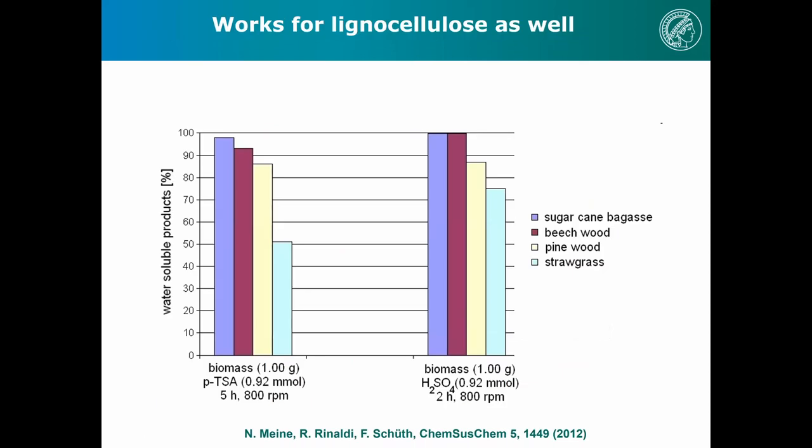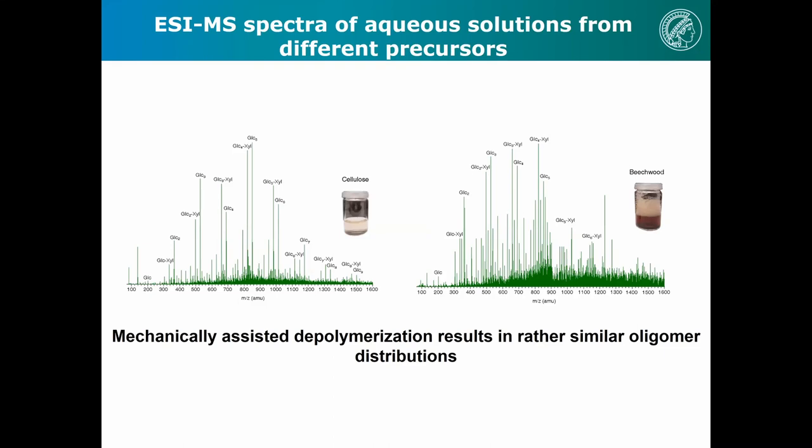It works not only for cellulose, which is a very clean product made from biomass. You can actually use native biomass. Sugar cane bagasse, which is left over if you take the sugar from sugar cane. This here is beechwood. Pinewood and straw grass are not quite as good. Basically, all these types of lignocellulose, wood, you can depolymerize. You can actually use just sawdust, wood chips, whatever form, impregnate with the acid, mill, gone, soluble.